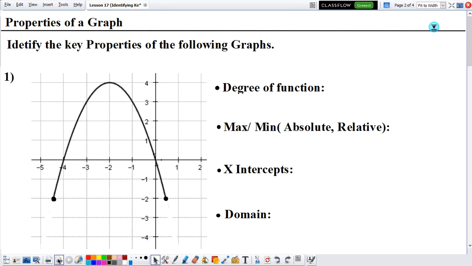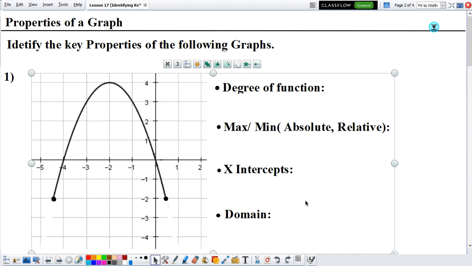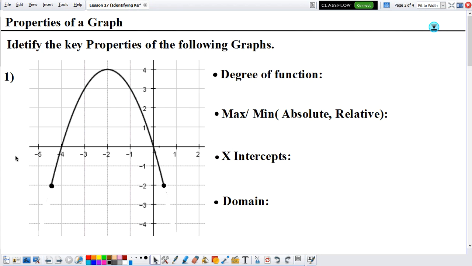So let's look at some examples here. Now, let's say you've been given this graph. In this graph, let's try to identify one property at a time. Let's try to see what is the degree of a function. The degree of a function depends on how many solutions your graph has most of the time. This is not always true, but at least for the examples that are going to be seen, it is true. So look at how many solutions we have.